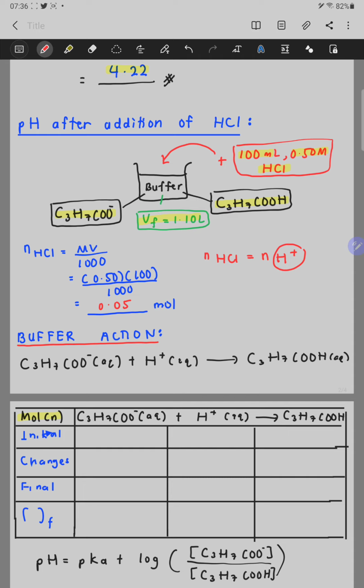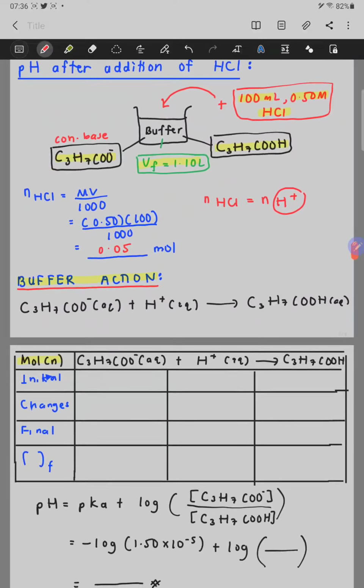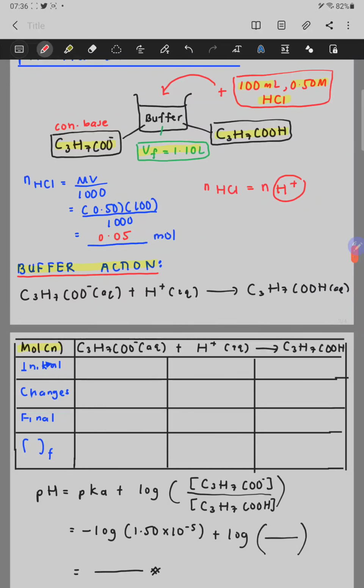Maka in order untuk maintain the pH of the buffer, so buffer need to neutralize all the H+ yang datangnya daripada HCl. Maka berlakulah buffer action. Kita tahu di mana buffer action disebabkan H+ ini acid. So untuk neutralizekan acid, kita perlukan conjugate base. So that's why C3H7COO minus conjugate base will neutralize the acid H+. So conjugate base accept H+, kita akan dapat C3H7COOH. Okay, so kita nak cari new pH after addition, so kita buat ice table dalam bentuk number of mole.